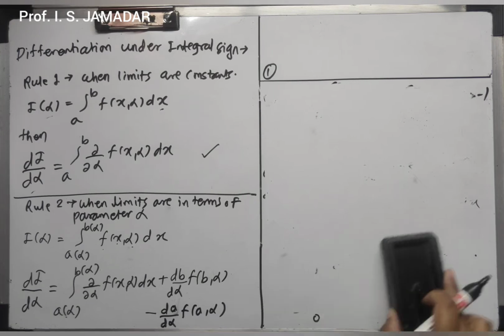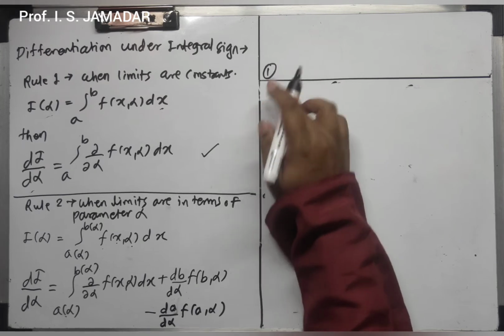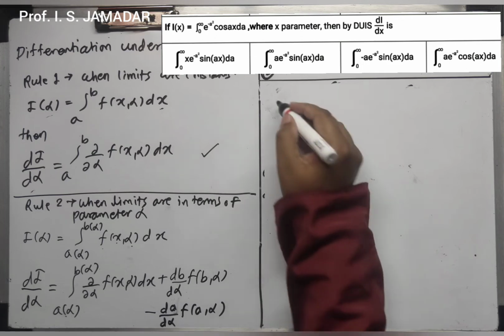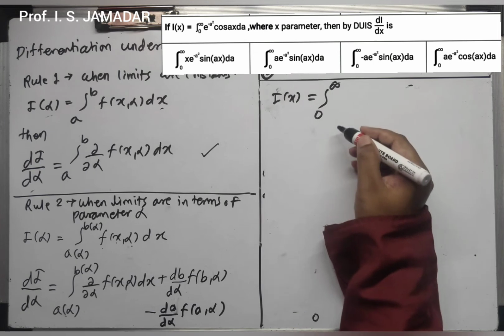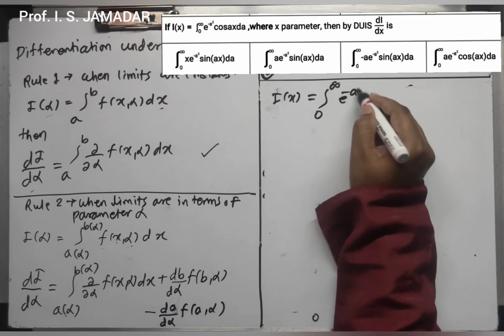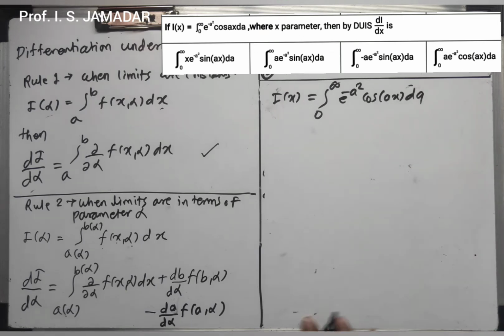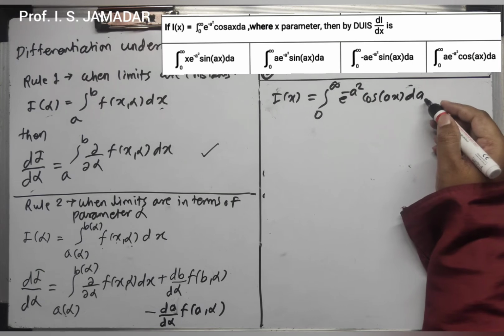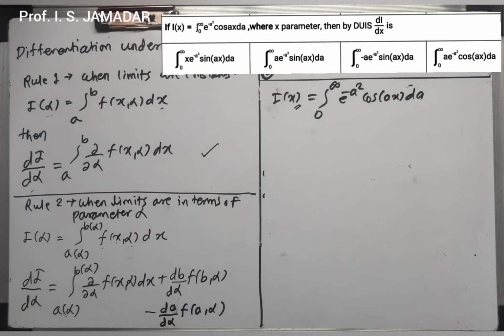Question number 2. What is question number 2? Question number 2 is, if I of x is equal to integration 0 to infinity e raised to minus a square into cos of ax dA. Okay, what is the parameter here? Integration is with respect to a. So apart from a, there is x, means x is the parameter.